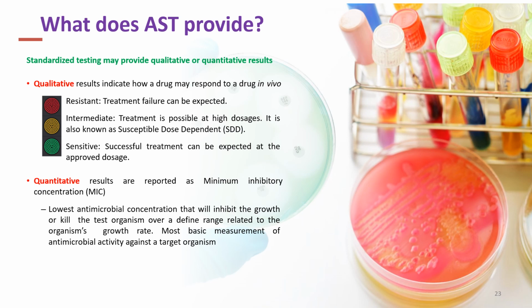Resistant means treatment failure is expected. Sensitive means successful treatment is possible. Intermediate means susceptibility is possible but only at higher doses. Then we have quantitative results in terms of MIC, that is minimum inhibitory concentration. Minimum inhibitory concentration is the minimum concentration of an antibiotic that will inhibit the growth of the bacteria.